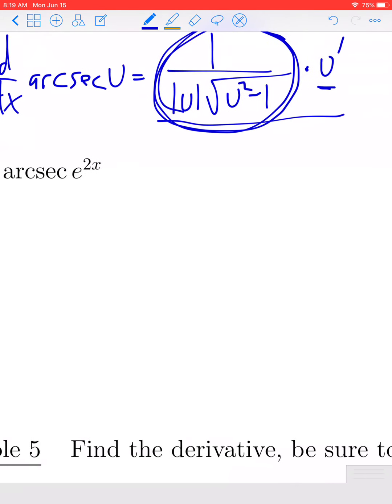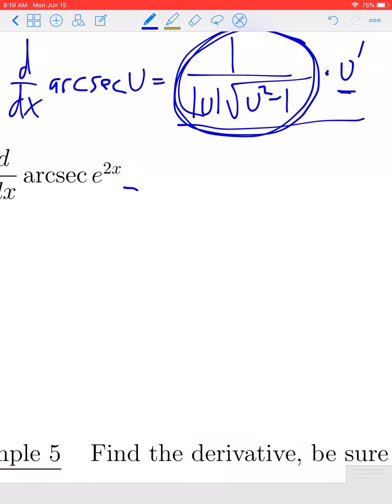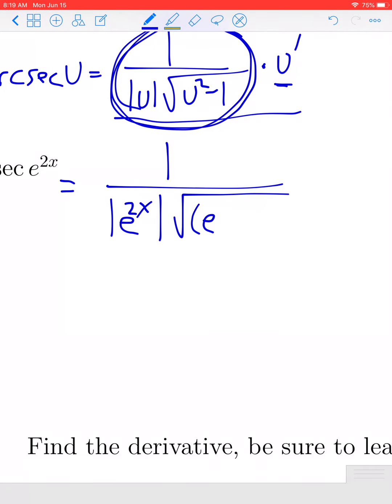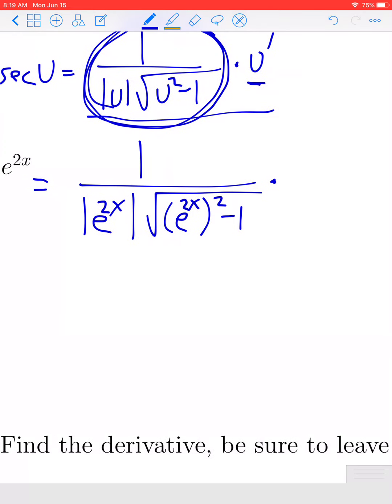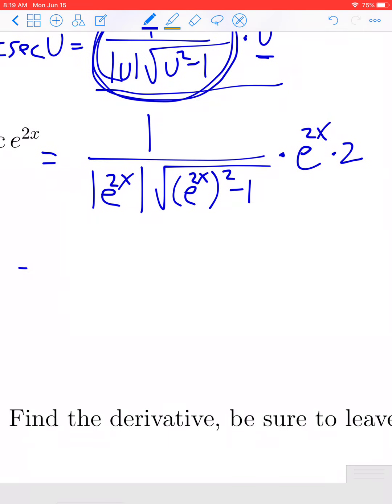So here we have the arc secant. We want to find its derivative, and the argument is e to the 2x. This will be equal to 1 divided by the absolute value of e to the 2x times the square root of e to the 2x squared minus 1. And now from the chain rule, we need to multiply by the derivative of e to the 2x. The derivative of e to the 2x is going to be e to the 2x, and with another chain rule application, the derivative of the exponent would be 2. Okay. So here's what we get.